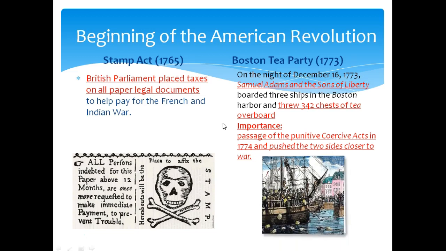And this is a reproduction of the Boston Tea Party and them throwing the tea into the water. And obviously this is just a reproduction because it's a painting and it was very bright and colorful and not in the middle of the night.